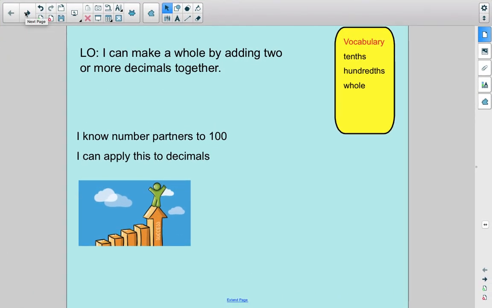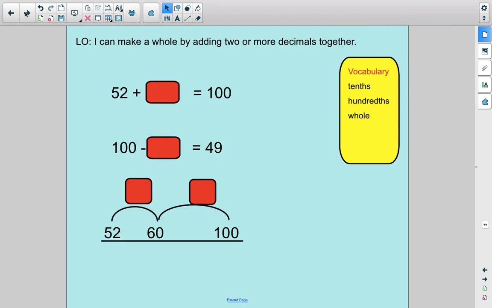Year 4. Today we are going to make a whole by adding 2 or more decimals together. And to do this well, you're going to need to know your number partners to 100, which you practiced and looked at yesterday, and apply this to decimals that we've been looking at for the past couple of weeks. So first of all, a quick recap from what we did yesterday.